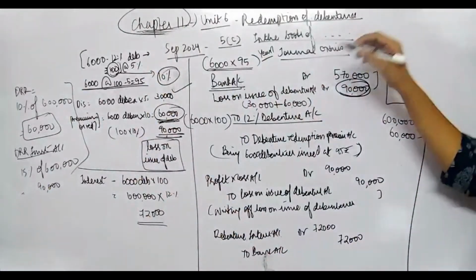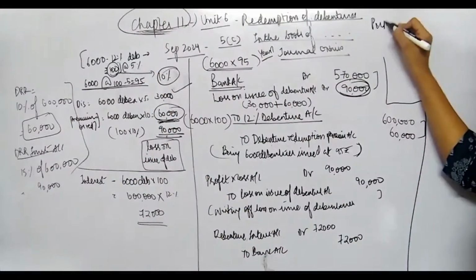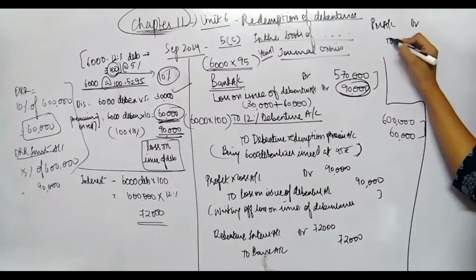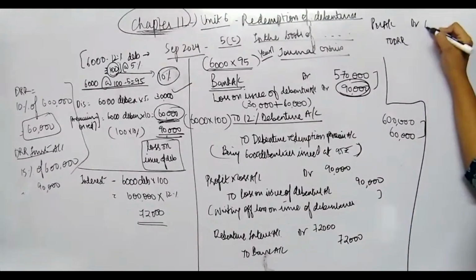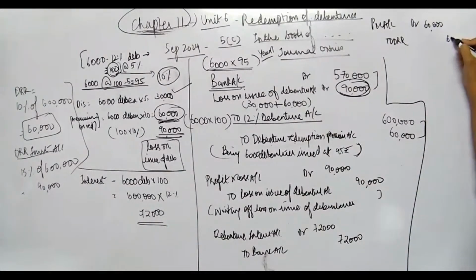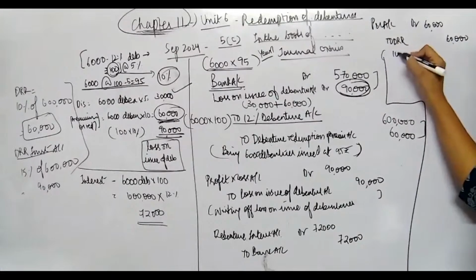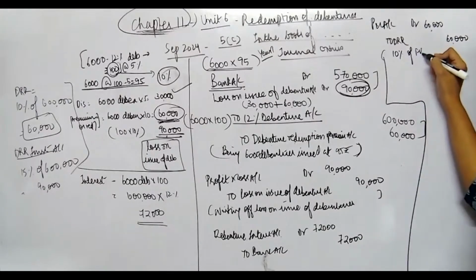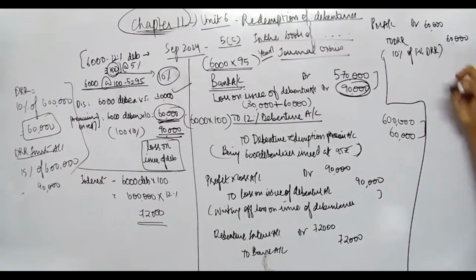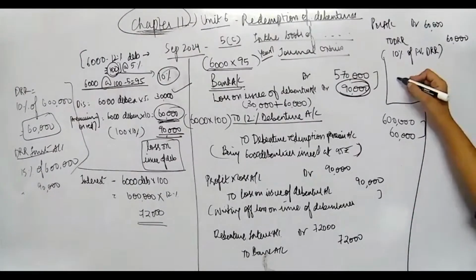So what is the entry for creating DRR? P&L account debit to the debenture redemption reserve of 60,000. This is my DRR. So 10% of the face value is equal to DRR. Very, very important. Okay, madam, I have done this. Next, what should I do?